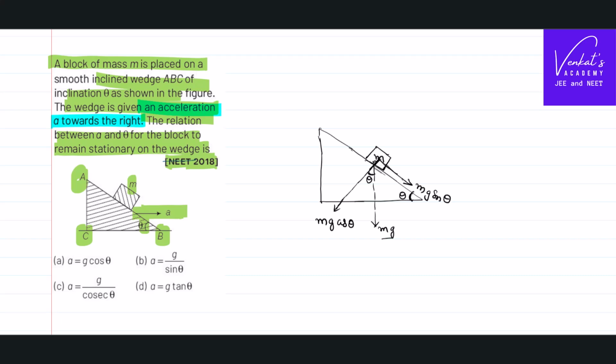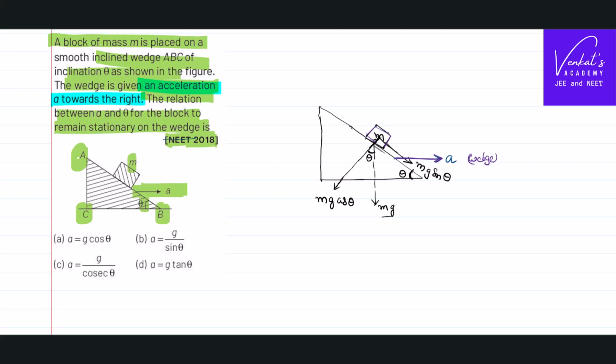This acceleration given to the wedge makes the frame of reference of this block non-inertial, because the wedge, being the frame of reference, is having some acceleration. That becomes a non-inertial frame on which we are trying to study the body.